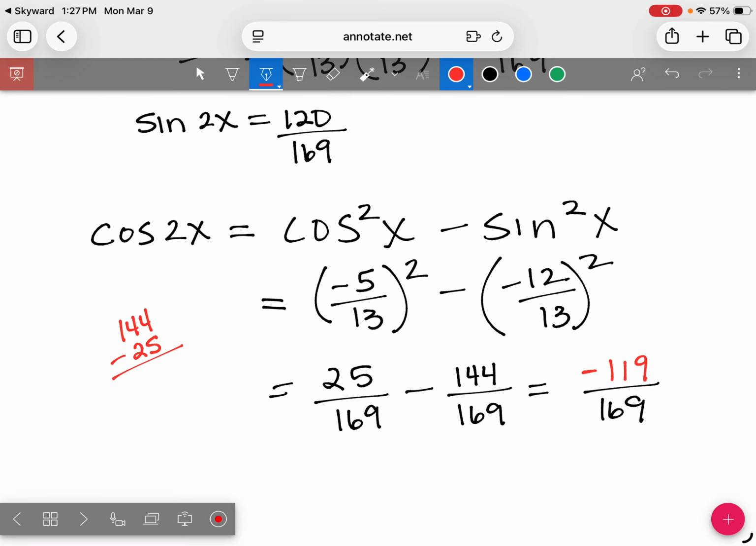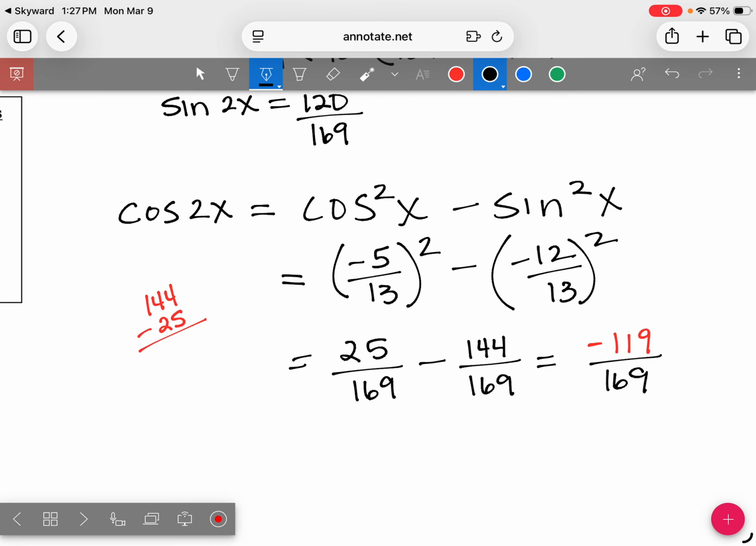All right, we'll pick up tomorrow with tangent squared. We'll do that one tomorrow with a tangent double angle.